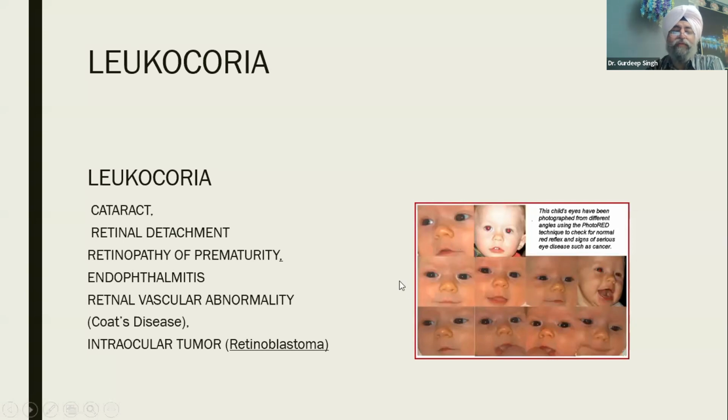But still, if there is some kind of doubt in this kind of situation, you should never ever wait. Immediate referral should be done, because all these are blinding conditions, which you can see here: cataract, detachment, ROP stage 5, retinal vascular abnormality, intraocular tumor. Everyone knows about leukocoria and its causes. Why I just mentioned it is because of the urgent referral.